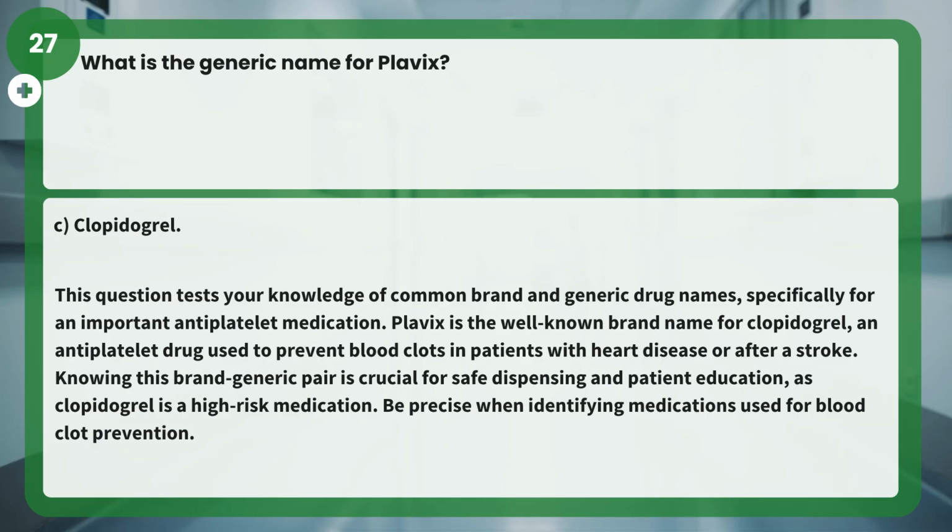This question tests your knowledge of common brand and generic drug names, specifically for an important antiplatelet medication. Plavix is the well-known brand name for clopidogrel, an antiplatelet drug used to prevent blood clots in patients with heart disease or after a stroke. Knowing this brand-generic pair is crucial for safe dispensing and patient education, as clopidogrel is a high-risk medication. Be precise when identifying medications used for blood clot prevention.